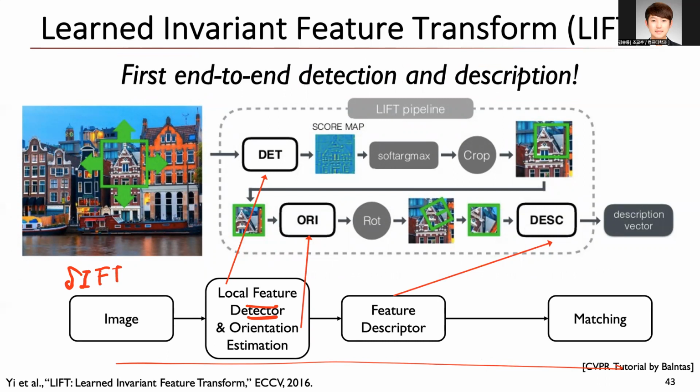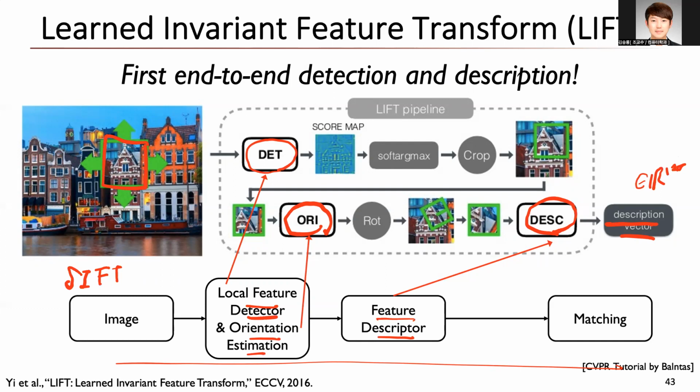Looks like this. This is the SIFT pipeline: local feature detection, orientation estimation, and feature description. They formulate a feature detection model, an orientation estimation model, and a descriptor estimation model, for example DeepDesc. Then they try to learn in an end-to-end manner. Given a patch, this LIFT pipeline generates the descriptor vector, something like 128 dimensions, similar to SIFT.